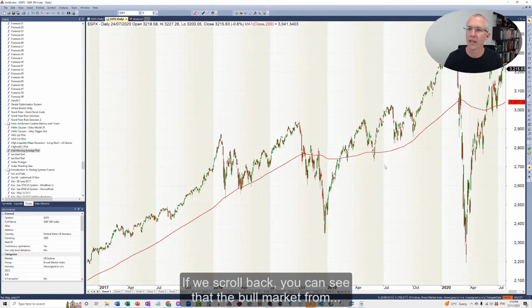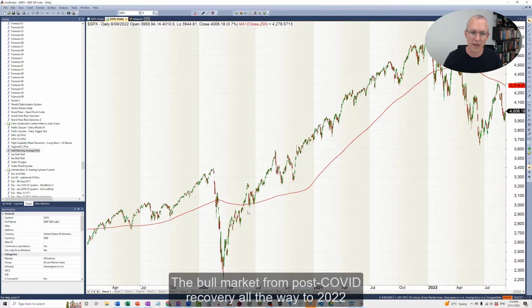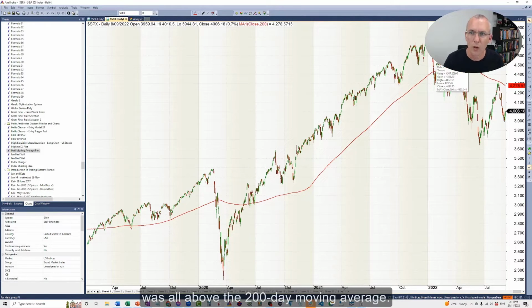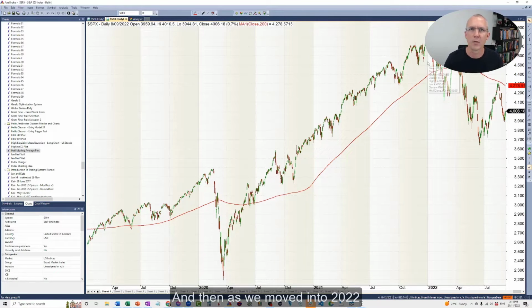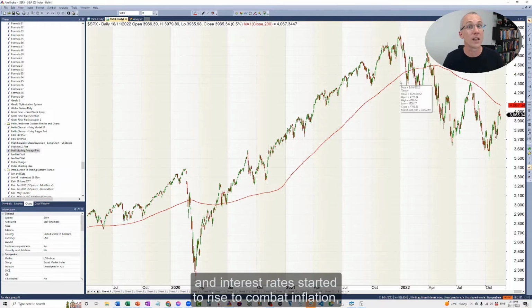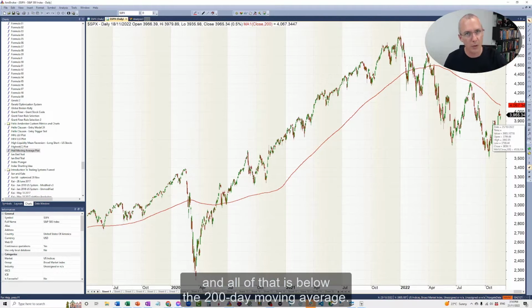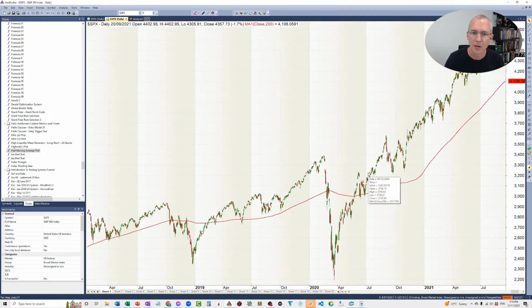If we scroll back, you can see that the bull market from, actually let's start here, the bull market from post-COVID recovery all the way to 2022 was all above the 200-day moving average. And then as we moved into 2022 and inflation really started to take off and interest rates started to rise to combat inflation, you see that the price fell and we went into a bear market, and all of that is below the 200-day moving average.